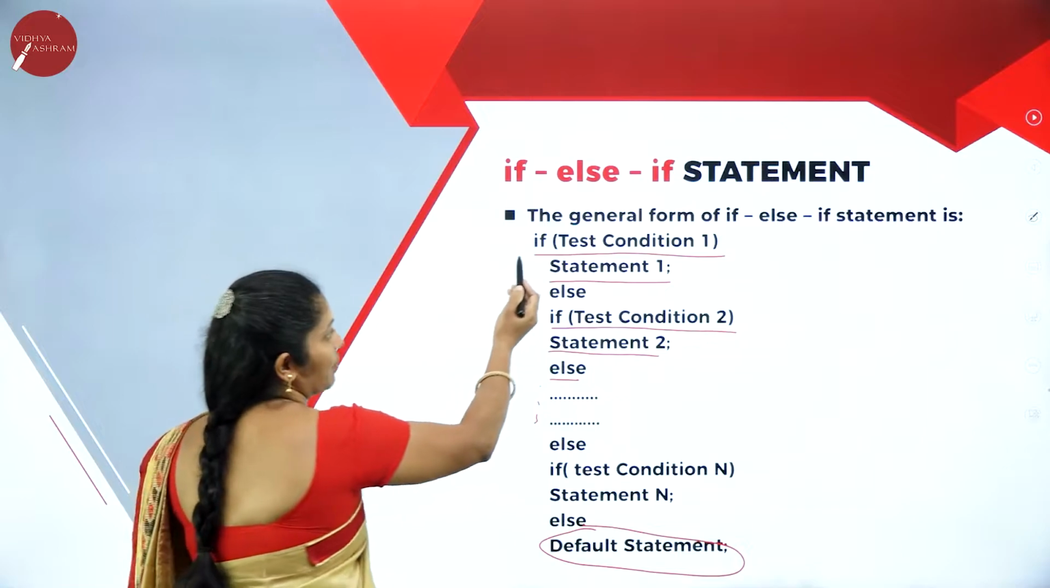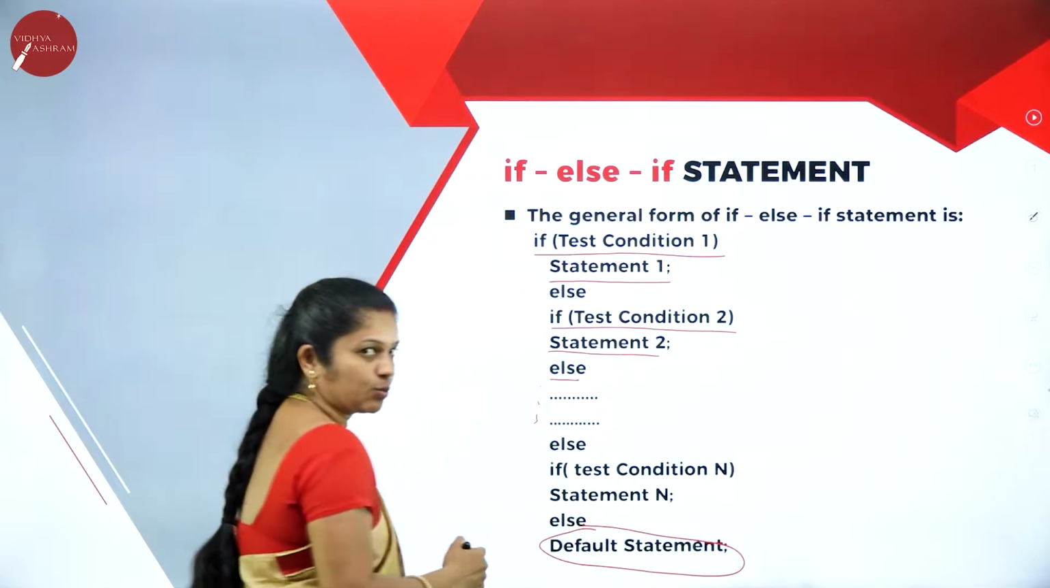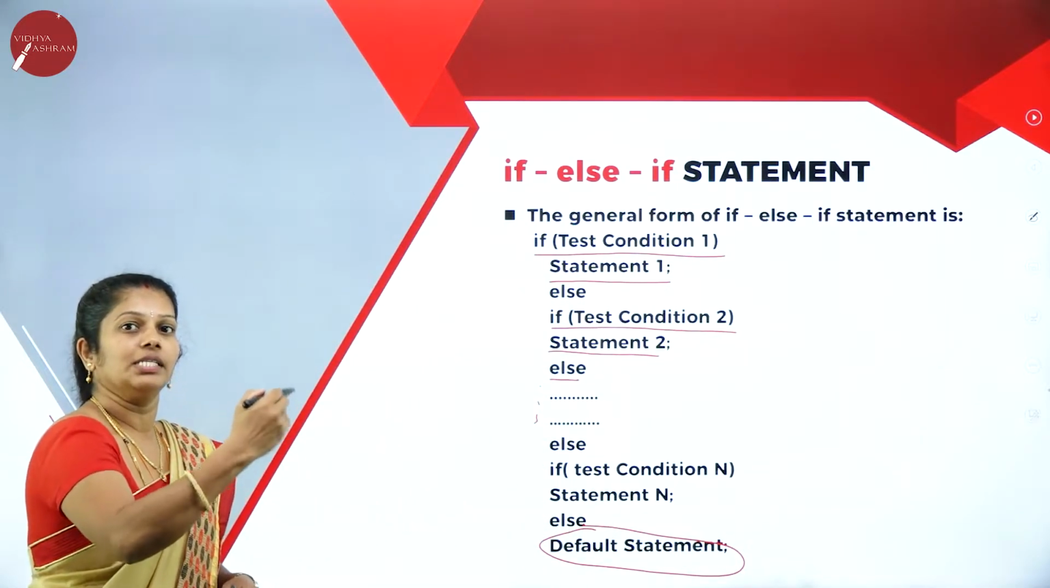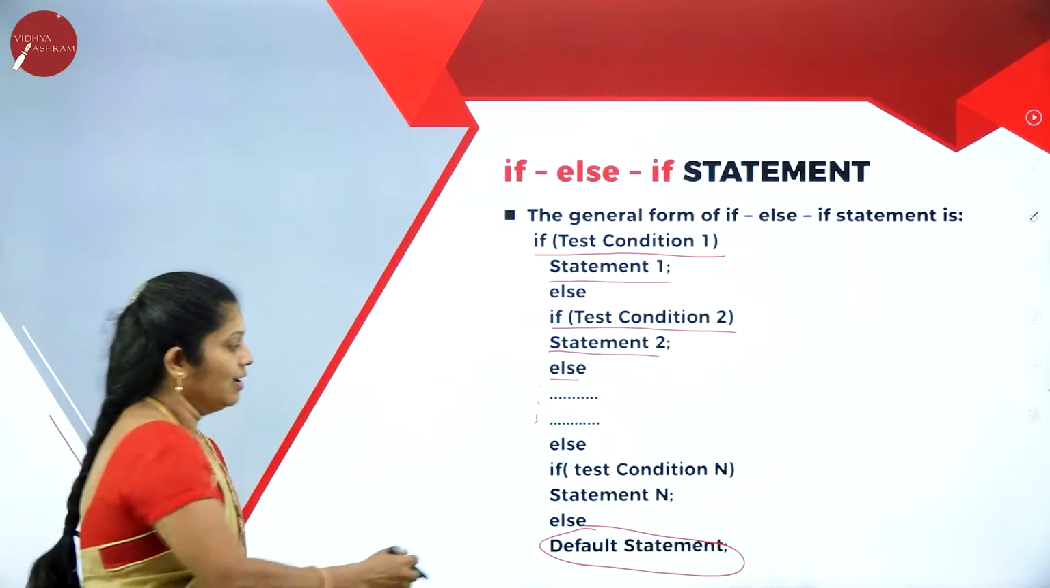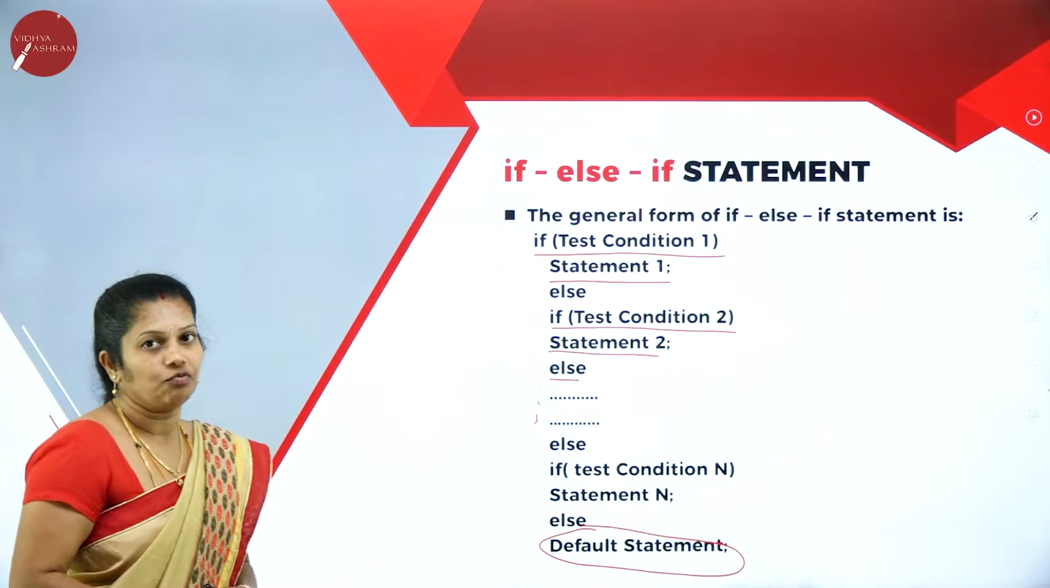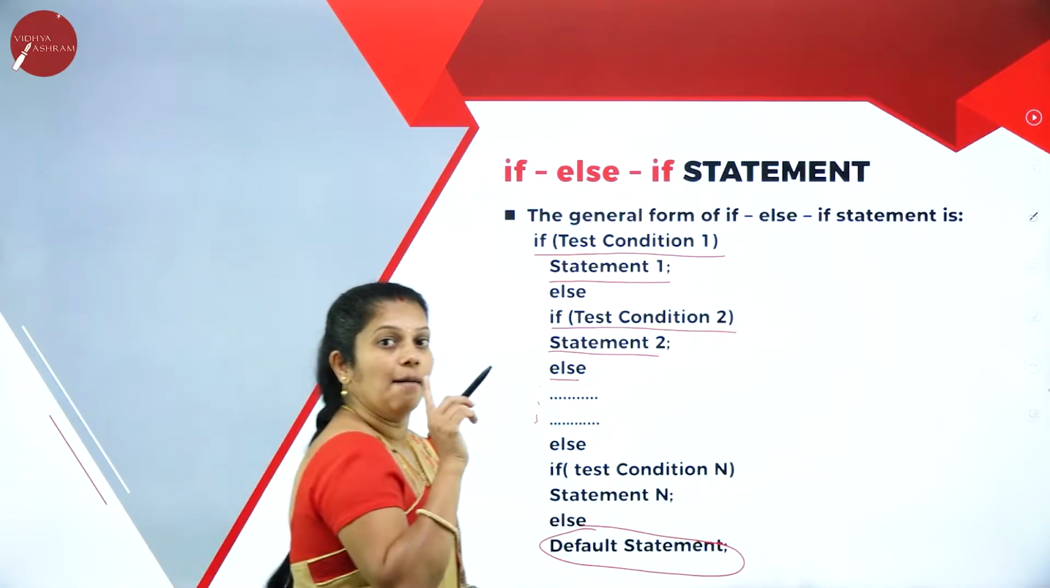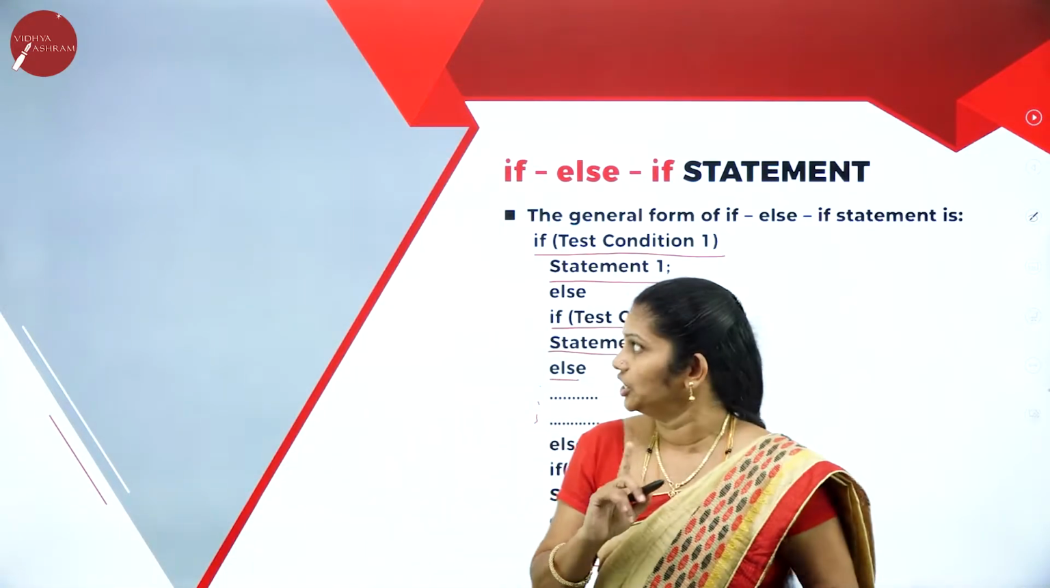It means that if the corresponding condition is satisfied, the corresponding statement will execute. Otherwise, it checks for the next condition. If all the conditions are not satisfied, finally it will display the default value. That's why it is called as multiple way branching.